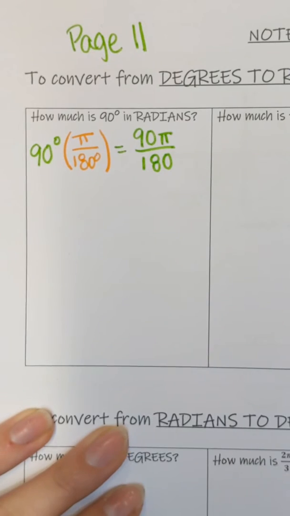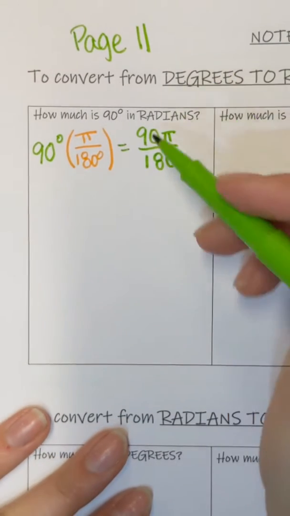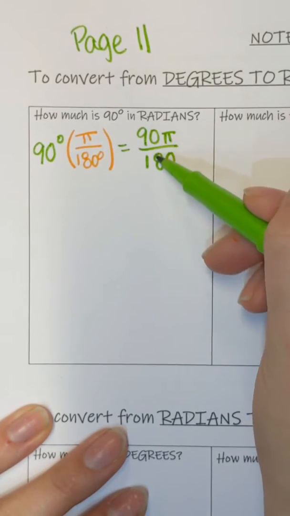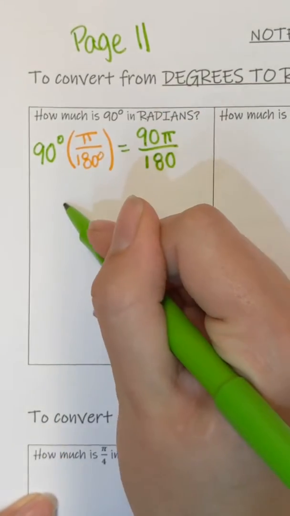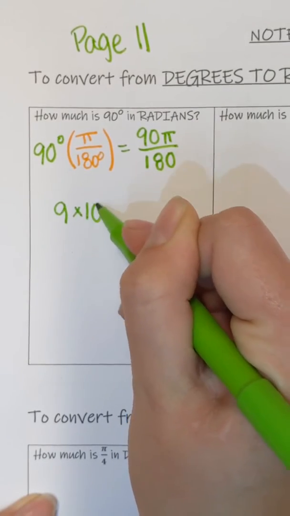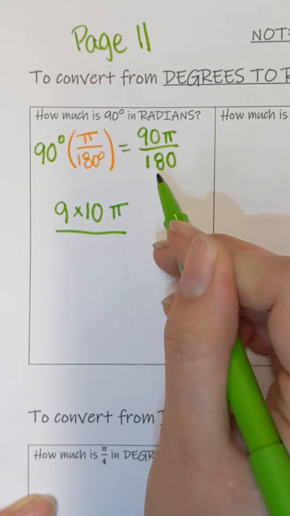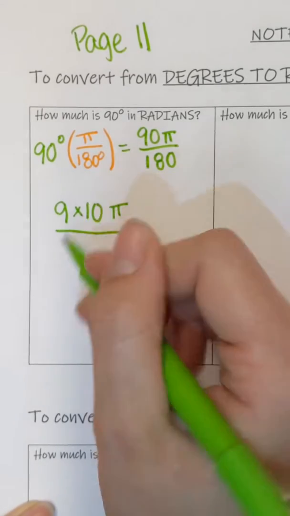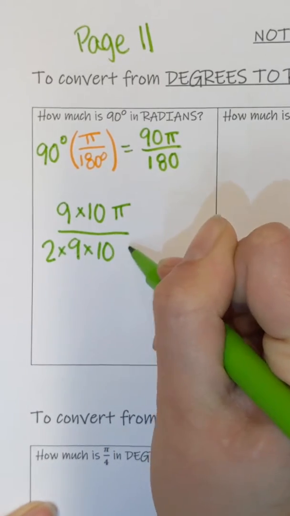And then our last step here, you guys, is to simplify. Easiest way to simplify fractions is to factor these numbers on both the top and the bottom. So for instance, we can factor 90 to be 9 times 10. We also got a pi on top still. And we can factor 180 to be 18 times 10, or in other words, 2 times 9 times 10.